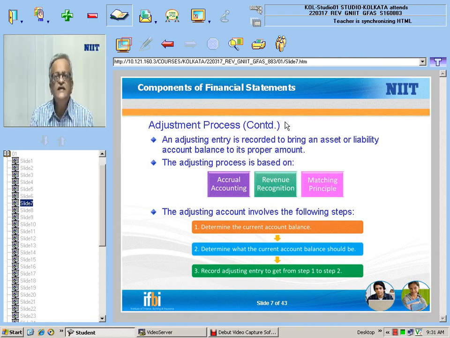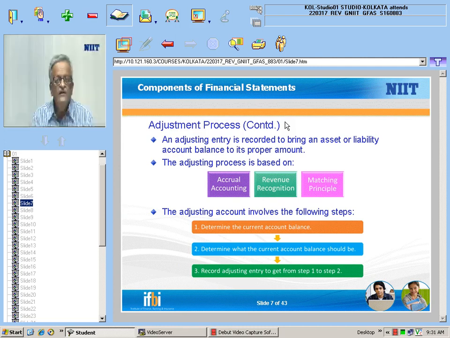An adjusting entry is recorded to bring the asset and liability account balance to its proper amount. That is the reason why adjusting entries are essential. Adjusting entries are essential in order to take care of all the accrued items, whether it is a revenue item or an expense item.